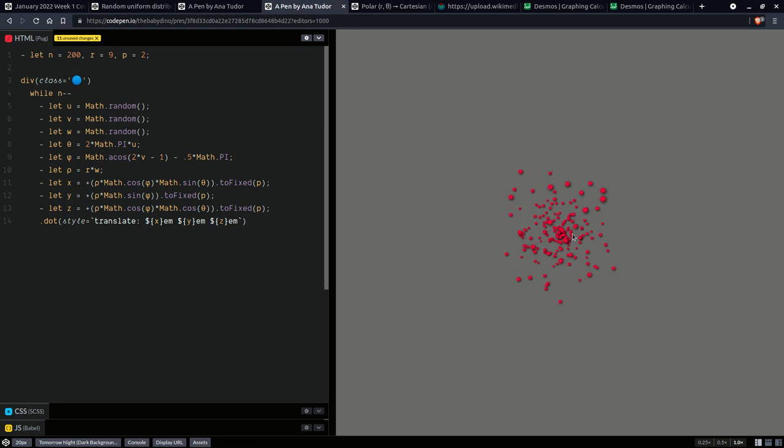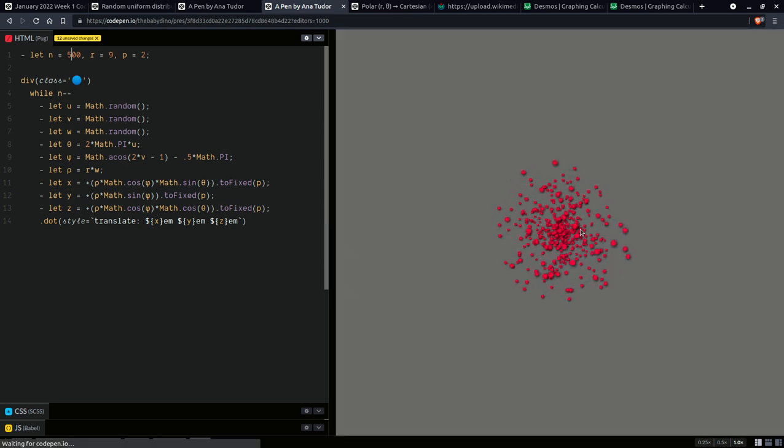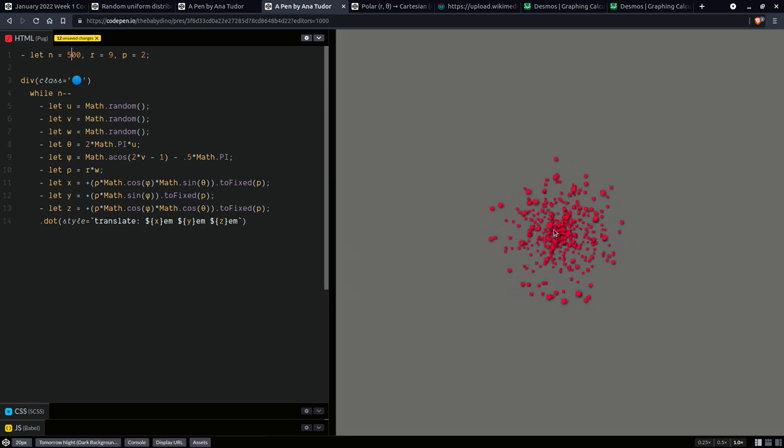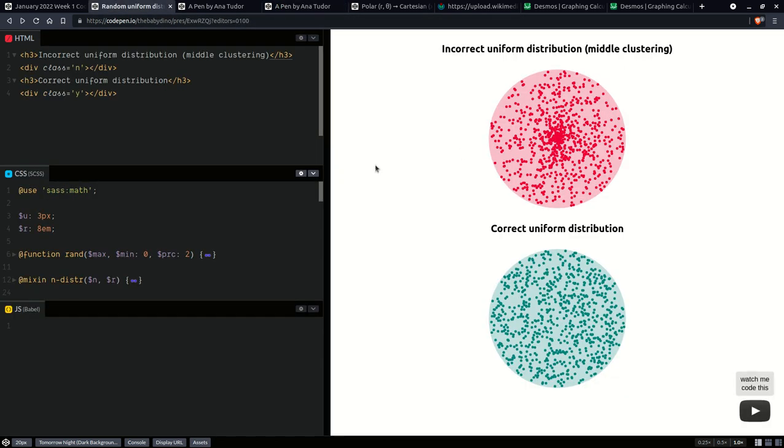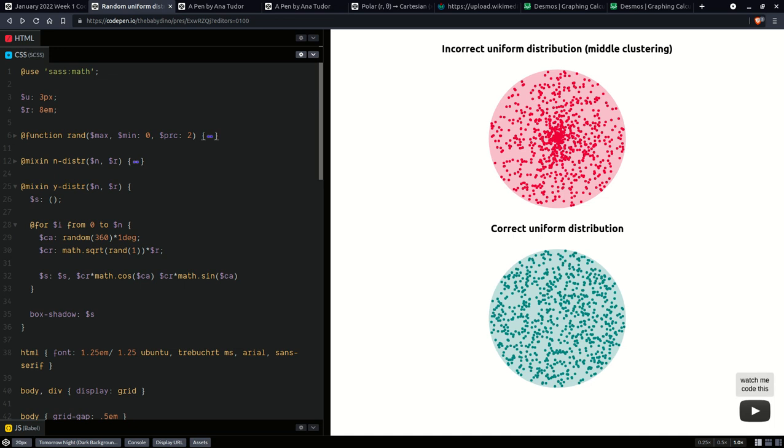And you can see that we have a problem. It's not that obvious when we have only 200 dots. Maybe it's more obvious if we increase the number to something like 500, but you are going to see it. And you can see it, that middle clustering. It's pretty much the same mistake that we had here with middle clustering.